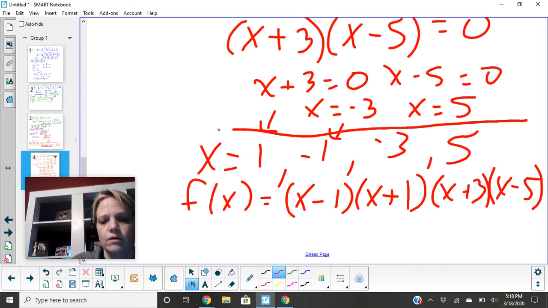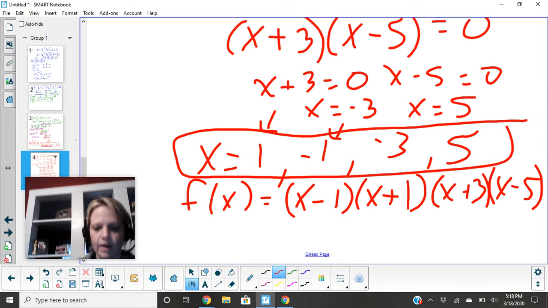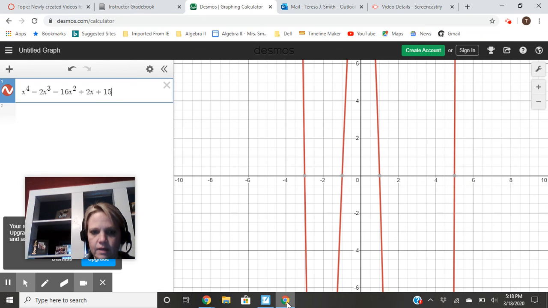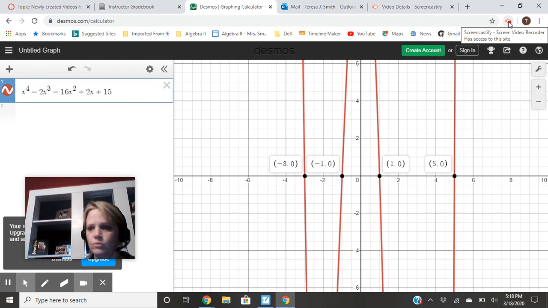But here are our zeros, and we can go back to that graph and see that that's true. We've got one there, here, here, and here. Okay, I hope that helps for finding the zeros of a function.